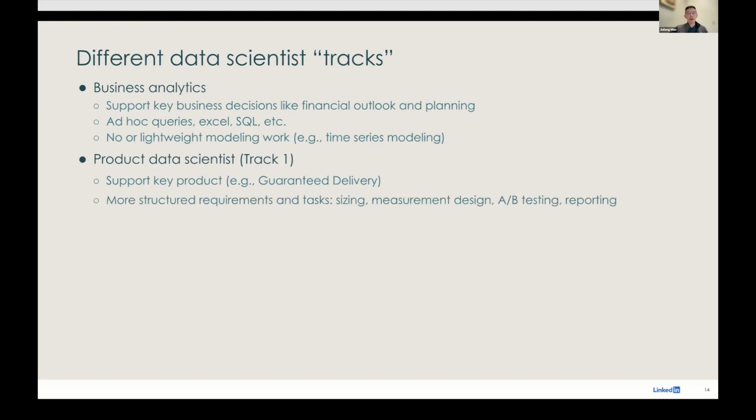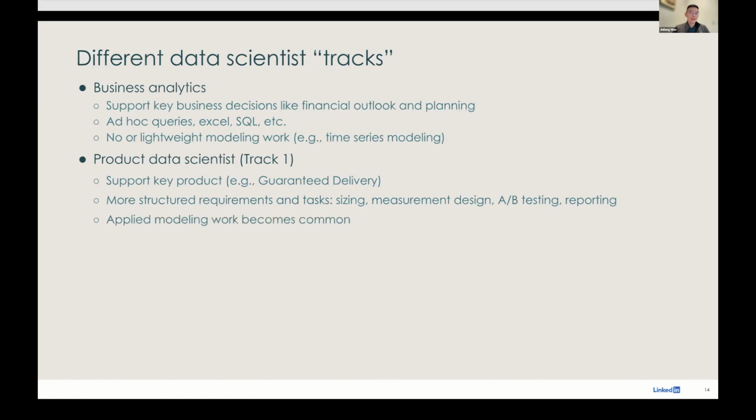This data scientist requires a little more structured capability, and the tasks are also pretty standard. For example, I need to do opportunity sizing to evaluate whether I should build this product to start with. And after I build this product, I need a measurement design. I need to run A/B tests to see whether this product is working, and I need to even define what working means. And after I build and launch it, I need to do monitoring, reporting, and a lot of maintenance and iterations.